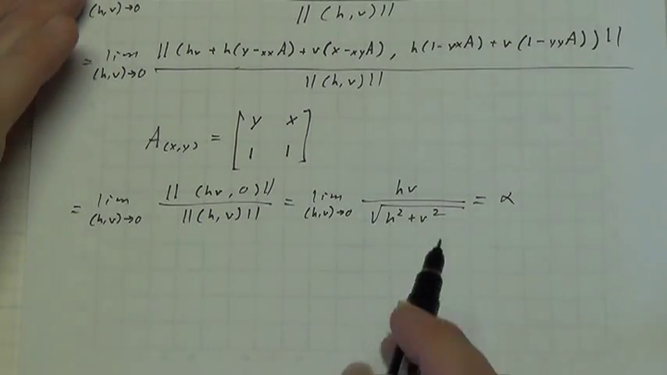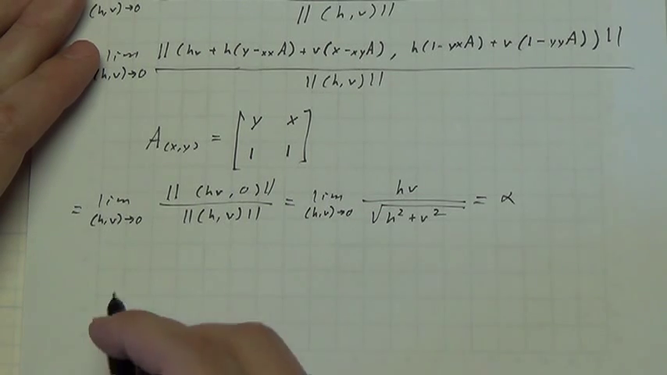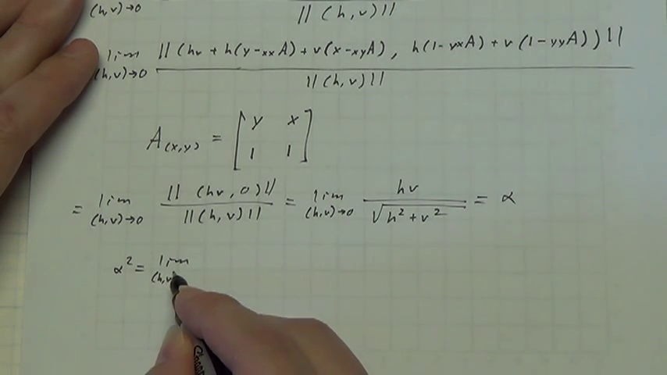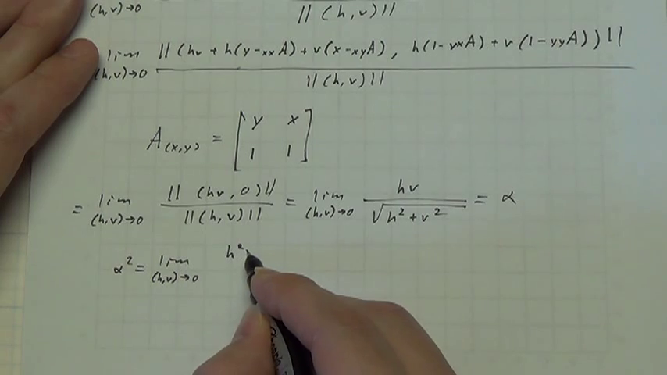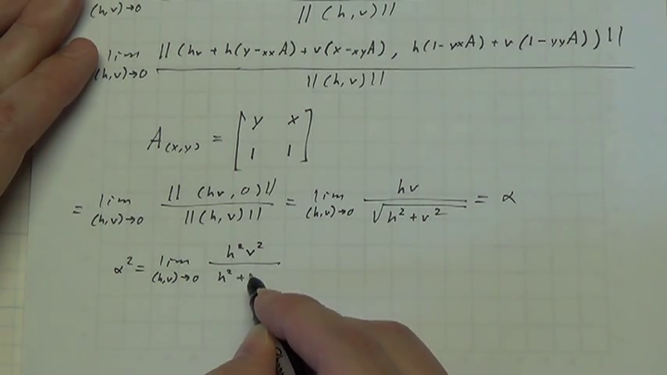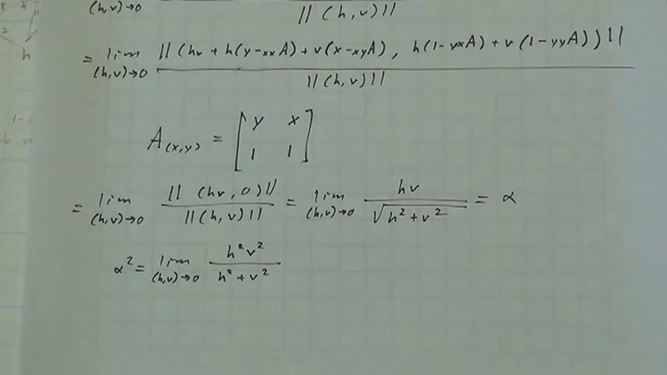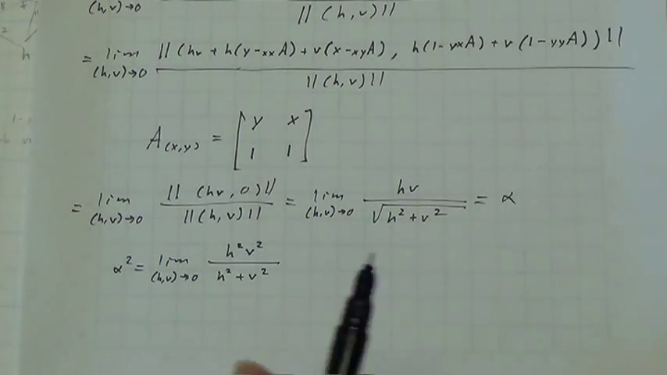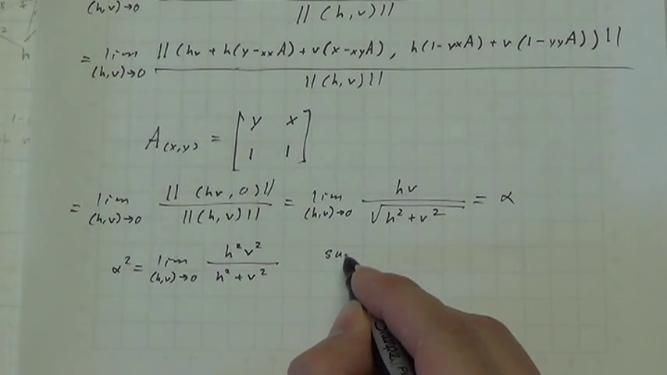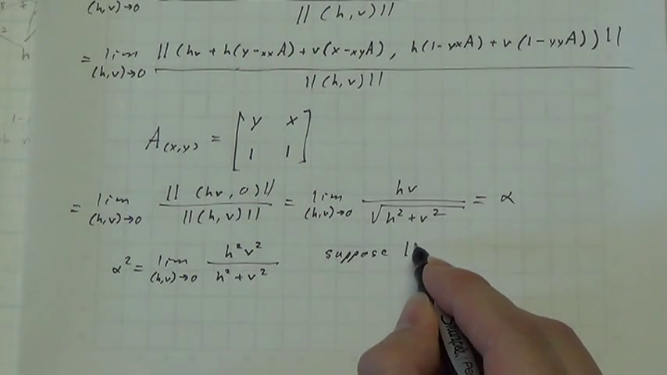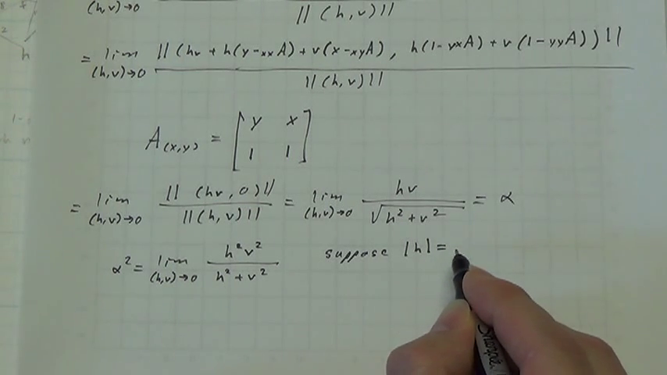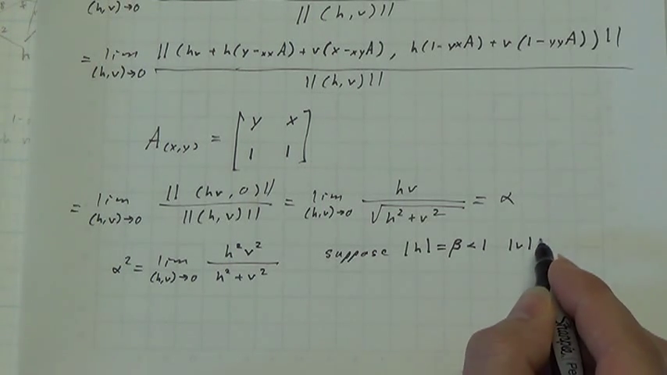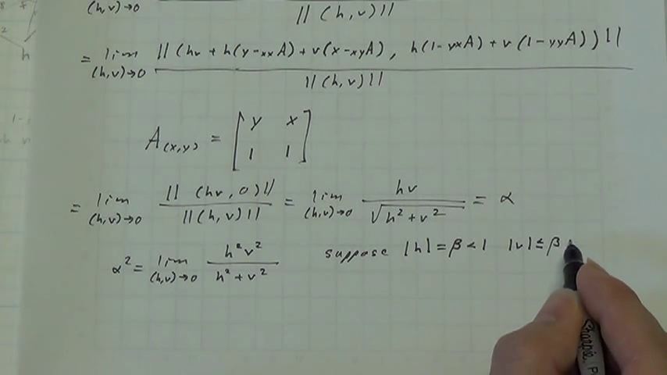Well, the square of the limit is equal to the limit of the square, so we can say alpha squared is the limit of h squared v squared over h squared plus v squared. Now we're almost done. h, v is going towards 0. So let's suppose that h is as big as some beta, which is less than 1, and v is less than or equal to this beta, which is less than 1.